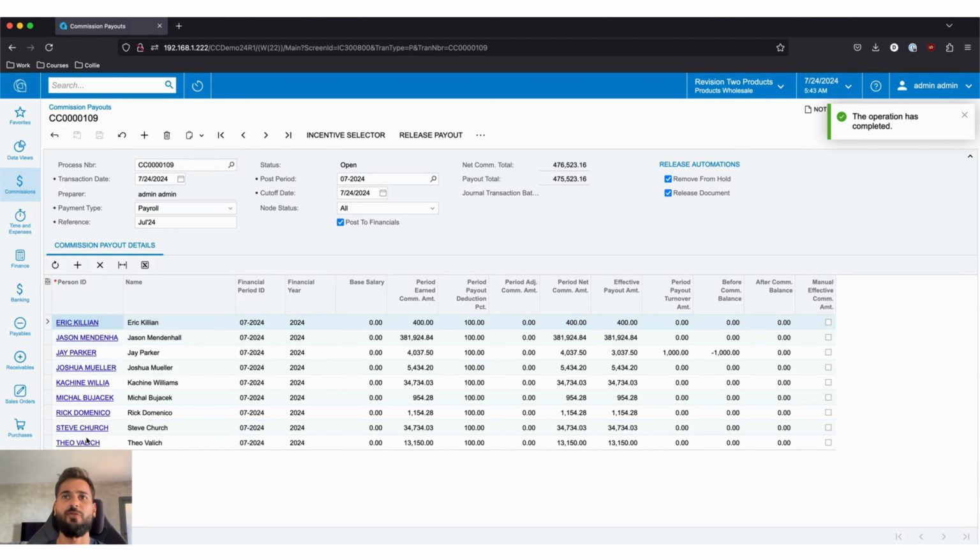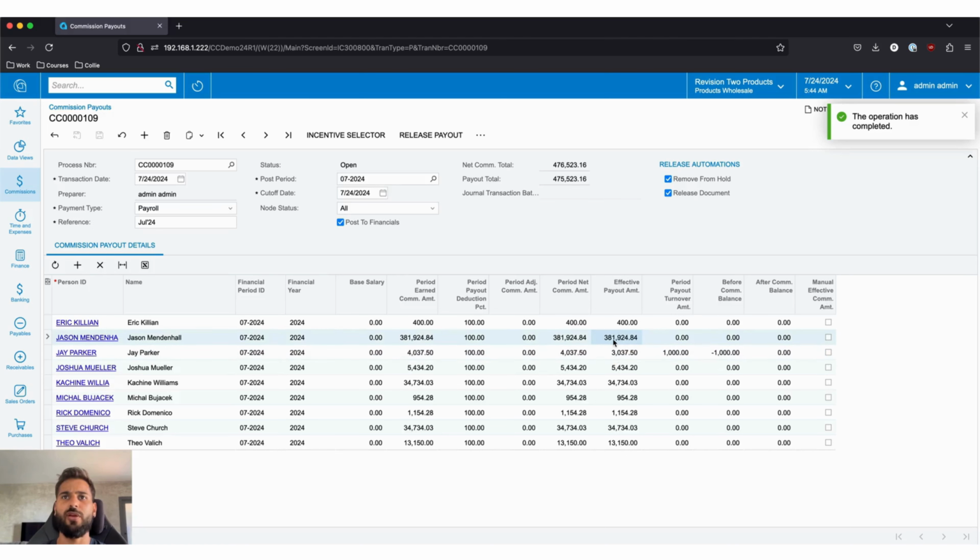We can see how we have multiple people over here, but Jay Parker looks different. Why? We have over here the period earned commission amount. These are the positive commissions. These are the negative commissions that can come from the activations or credit memos. In this case, we don't have that kind of transactions. Okay, this is the net, the positive plus the negative one. And now we have the effective payout. Okay, the effective payout by default looks different.